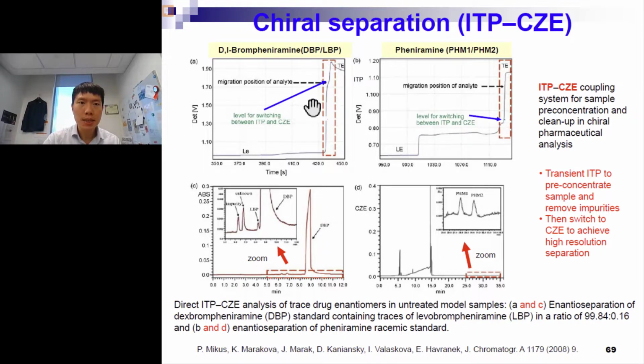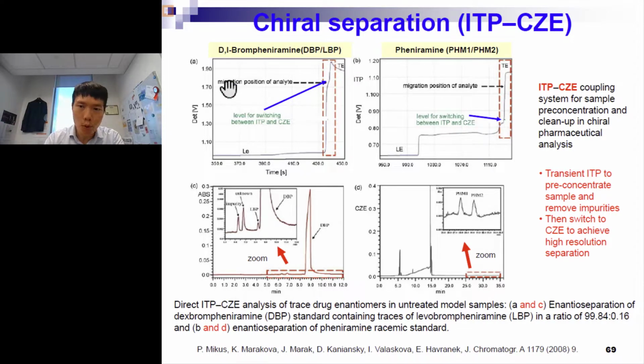Okay. In this case, we continue with showing how we combine this ITP-CZE here. Now the top part indicates a sample pre-concentration and how we remove the impurities, right? And the bottom is the CZE with a higher resolution and separations.